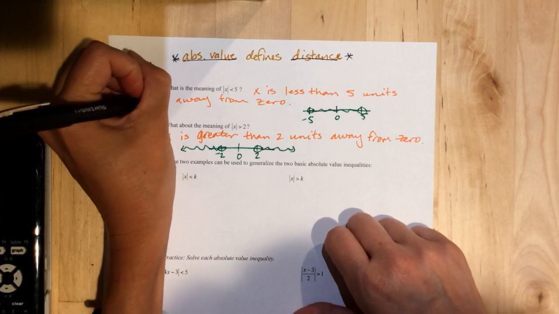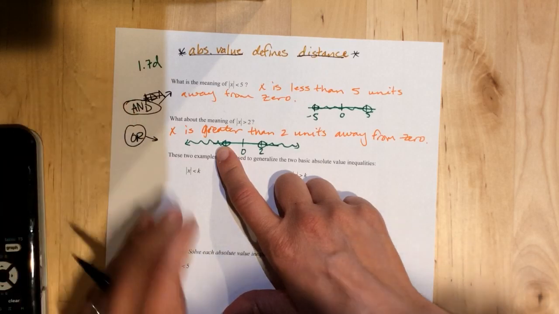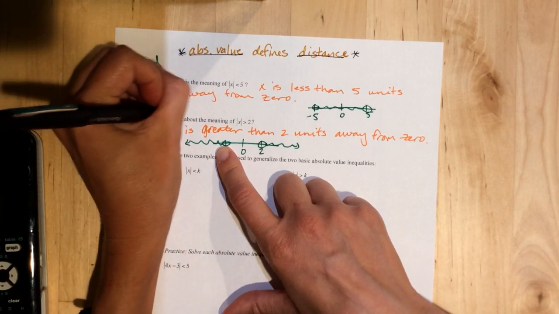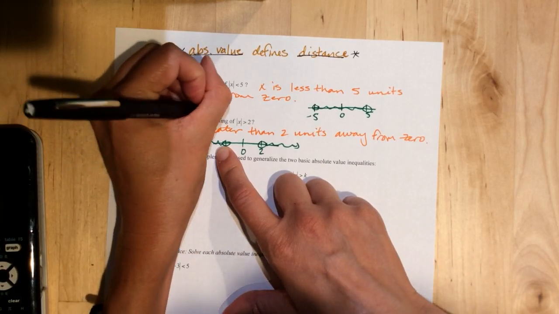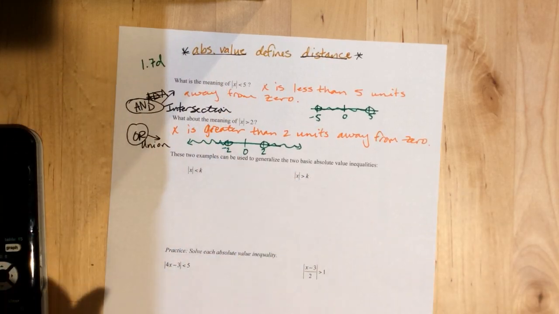So if this one is the and, what is this one? This one is the or. Good. We've got intersection. And then here we've got the union.